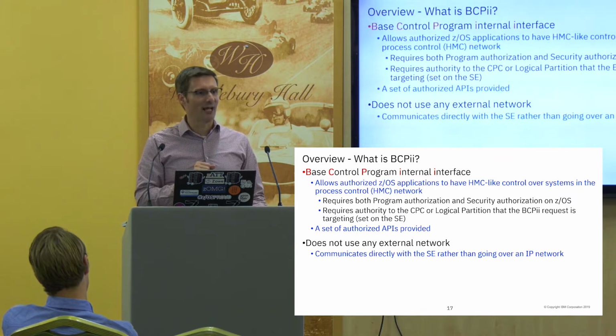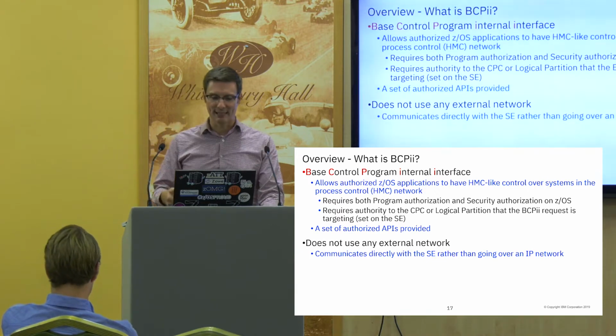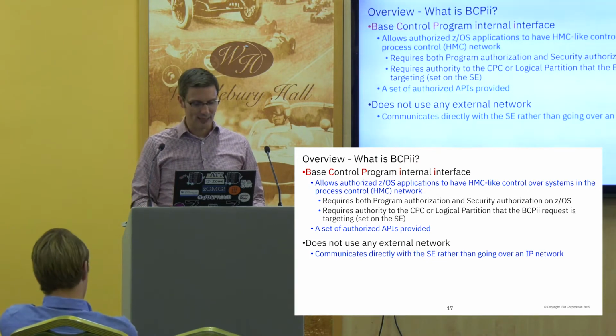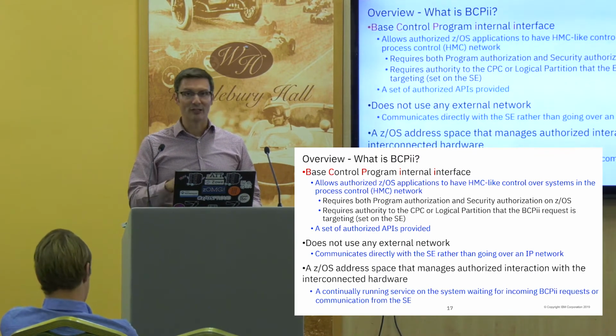IP networks are not as reliable as this connection, and so this connection is there. If that connection is not there, your system is toast, pretty much, because you need to be able to communicate to the SE back and forth over this specialized non-network connection.